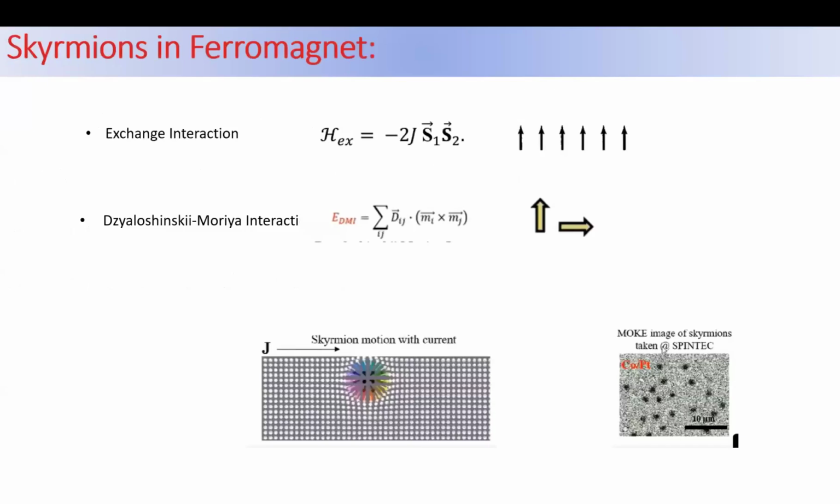Let me clarify. My work is purely based on simulations. I use micromagnetic simulator tool MuMax 3 for the simulations. And the concept of skyrmions in ferromagnet goes on a bilayer or on a trilayer AFM structure.